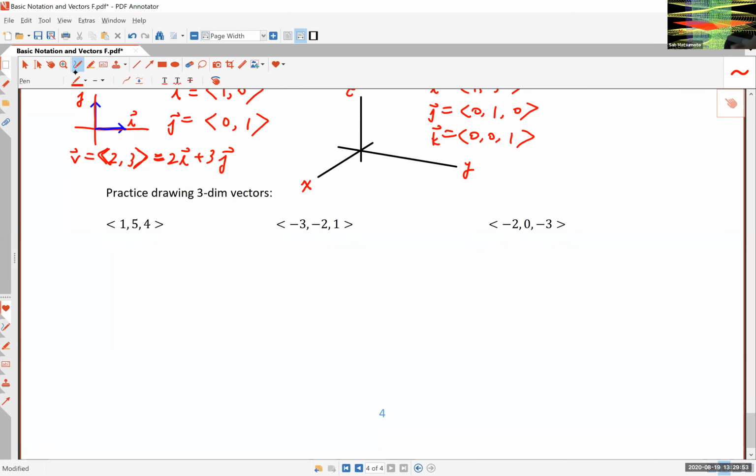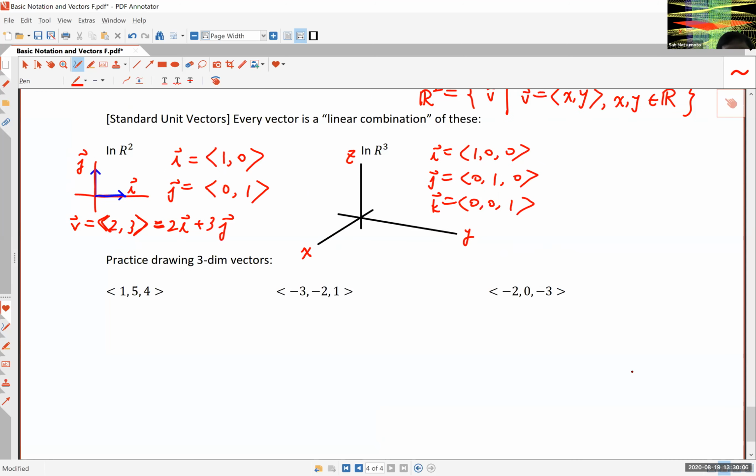All right, so let's try to finish this up. Hopefully, section 1 is not being too difficult. This is pretty much all the basics of vectors. Let's practice drawing these, though. You can practice drawing these.